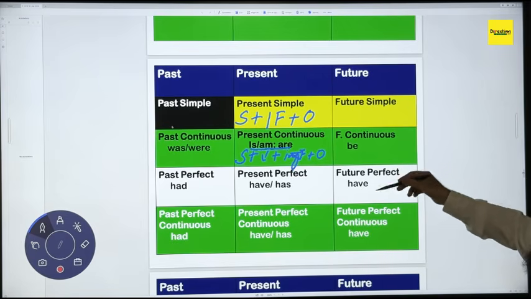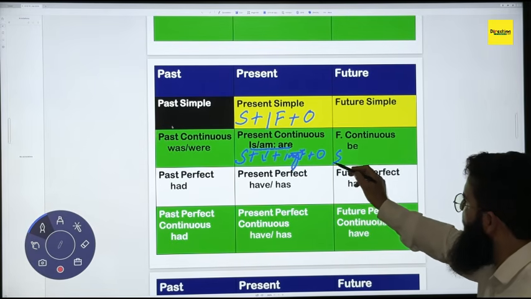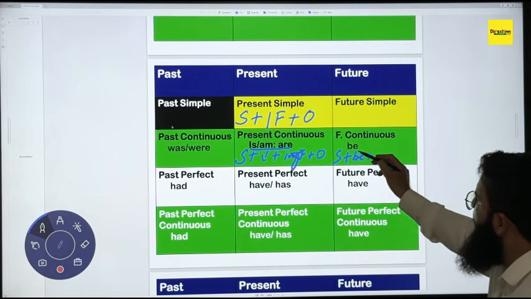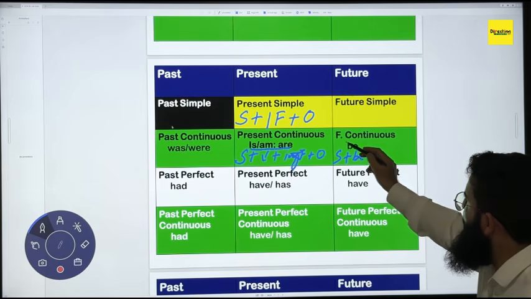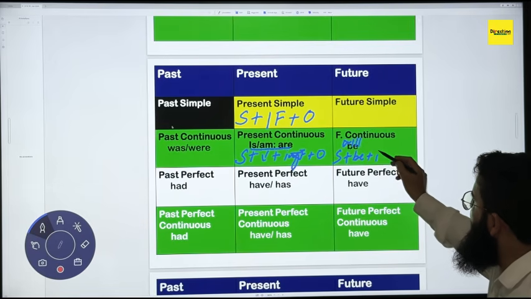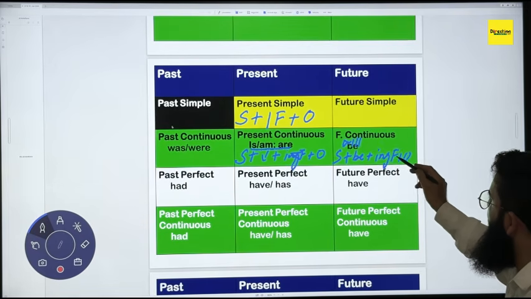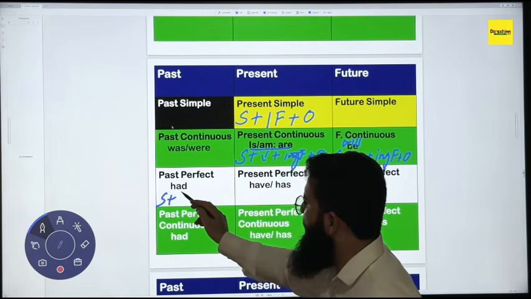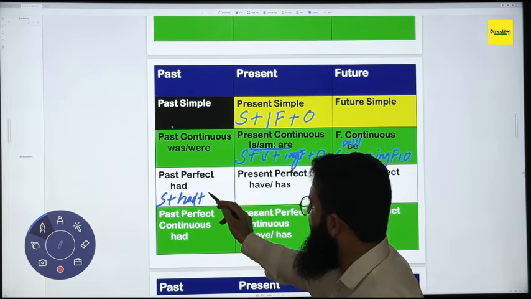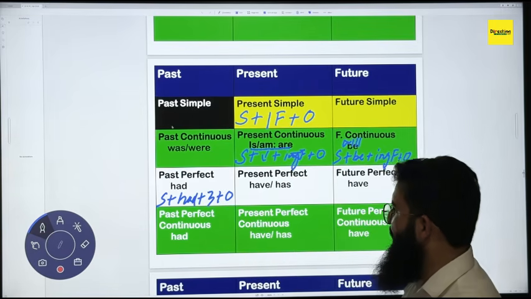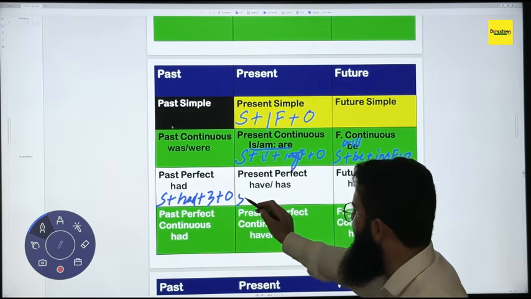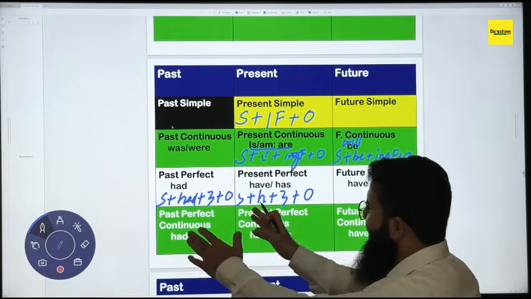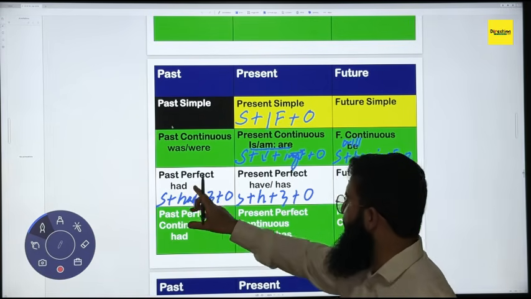Here was one extra word. What was that in these 4 tenses? Will. So subject plus will plus be, helping verb, plus ing form plus object. What is the structure of past perfect? Subject plus helping verb had plus third form plus object. What is the structure of this? Subject plus have or has plus third form plus object. Now there is a difference. This is only had, this is have or has.